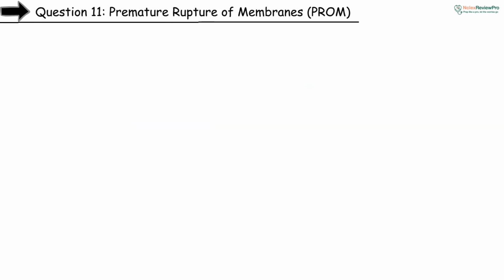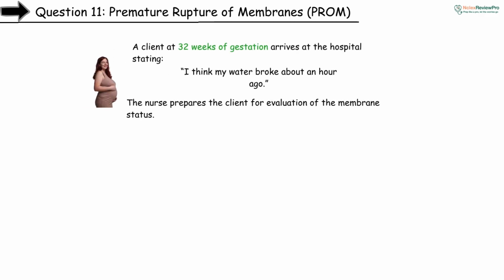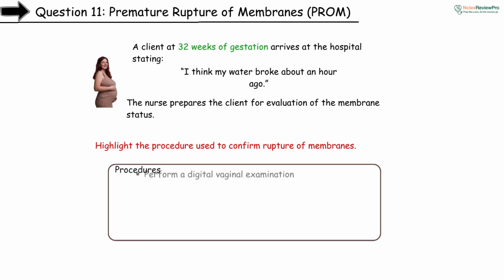Question 11. Highlight the text. All right, let's break this down. We have a client at 32 weeks gestation who says, "I think my water broke about an hour ago." So the nurse is preparing to evaluate whether the membranes have actually ruptured. And the question is asking, which procedure is used to confirm rupture of membranes? Let's look at the options.